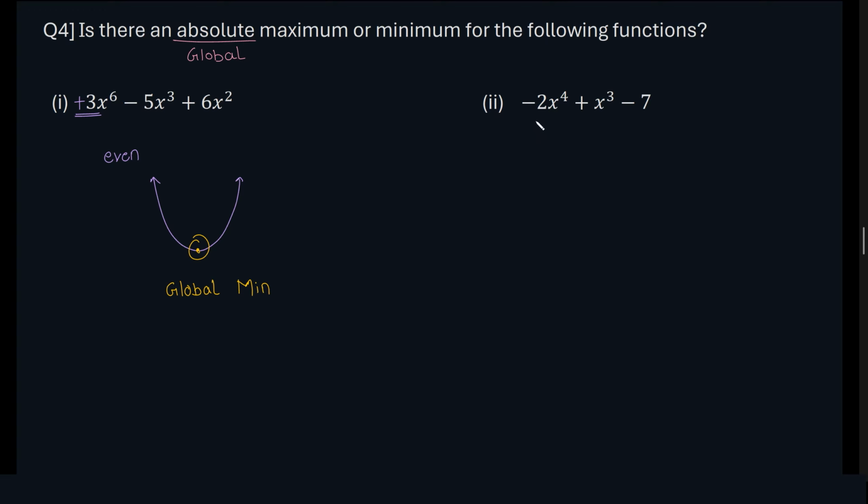In the second function, the highest power is 4, so that's even. But the leading coefficient is negative. So this time the graph will open downwards. That means we have a global maximum here.